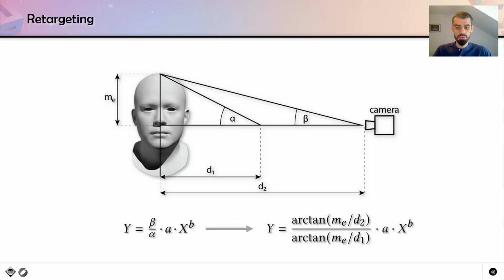This equation can be further reformulated so one can use distance relative to the observer instead of the angles. In such form, ME denotes the maximum extent of the object, which is equal to half of the maximum size of the bounding box, while D1 and D2 are distances corresponding to visual angles alpha and beta respectively.